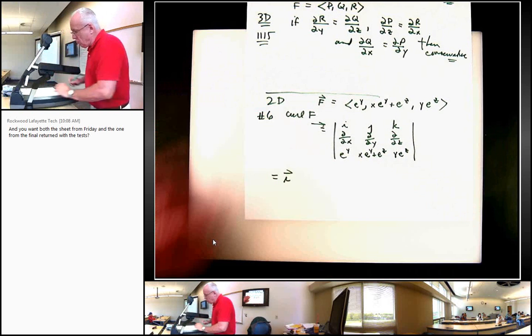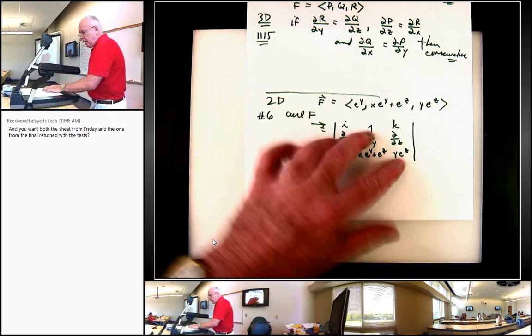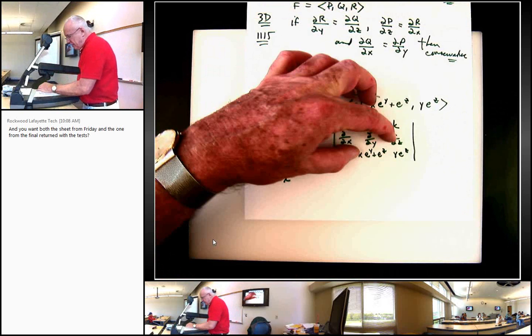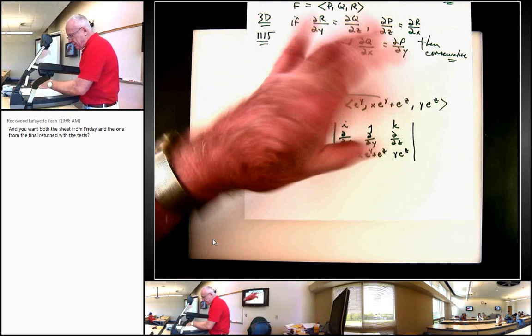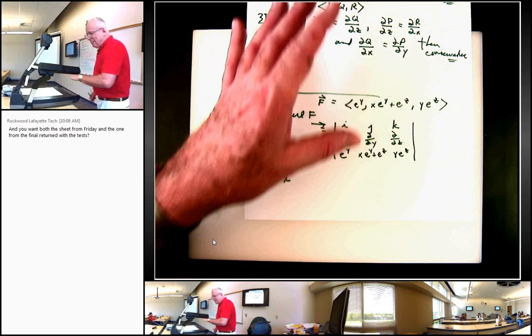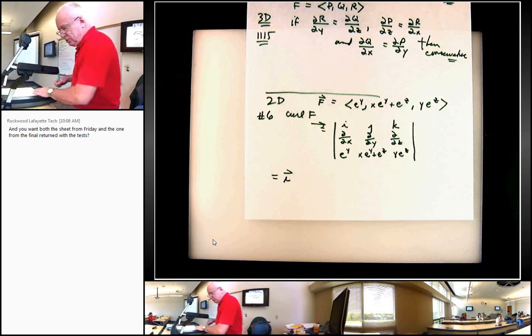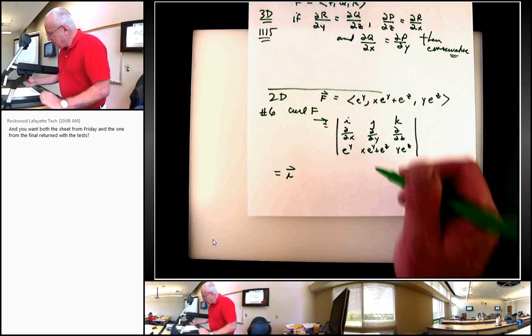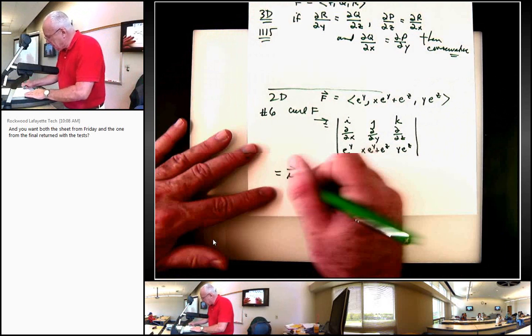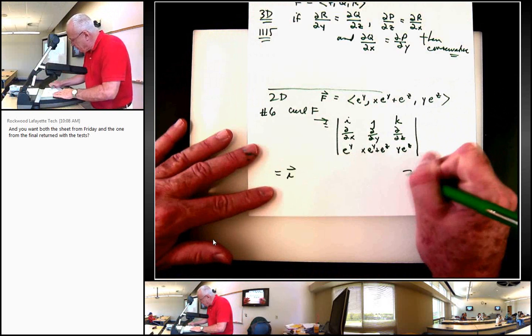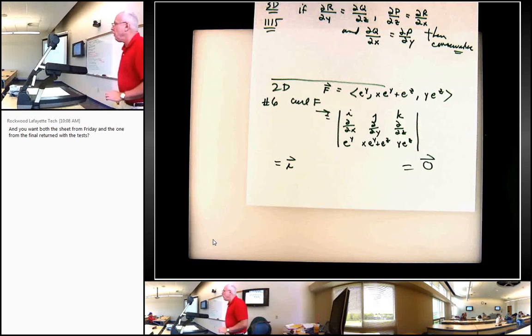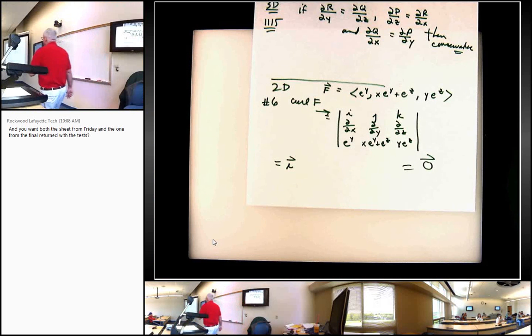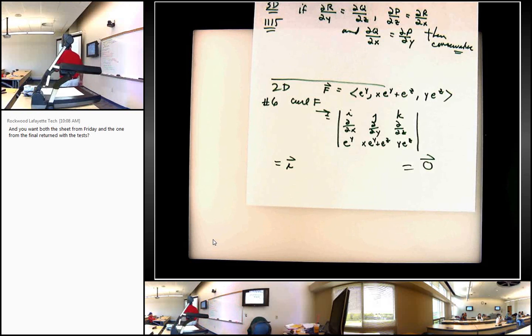So we can go across like this and figure this out. I'm not even going to figure it out. It's so simple. Let's not worry about it. So let's say it does equal the zero vector when you do all those partial derivatives and subtract.